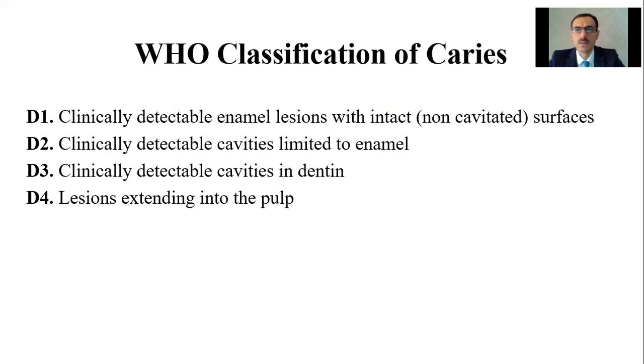And here is the World Health Organization classification of caries. Then there are 4 types of the caries, as you see here. First, D1, the clinically detectable enamel lesions with intact non-cavitated surfaces. Second, D2, clinically detectable cavities limited to enamel. D3, clinically detectable cavities in dentin. And D4, the lesions extending into the pulp.